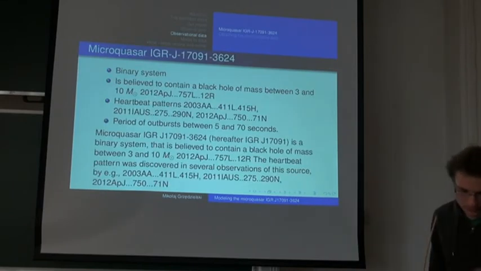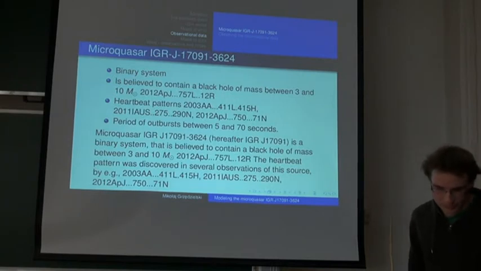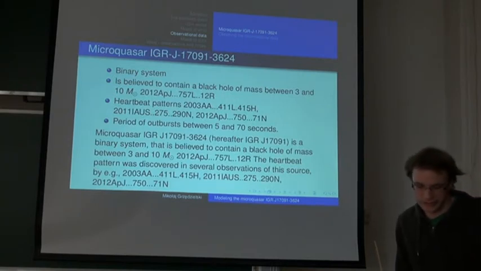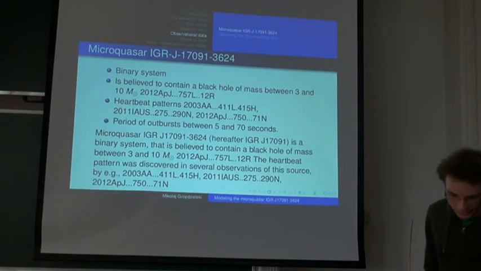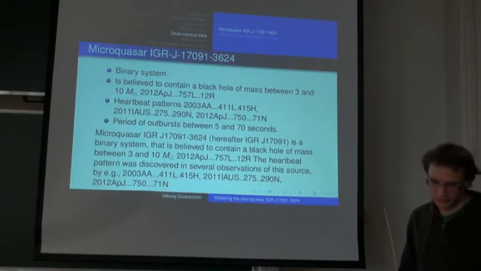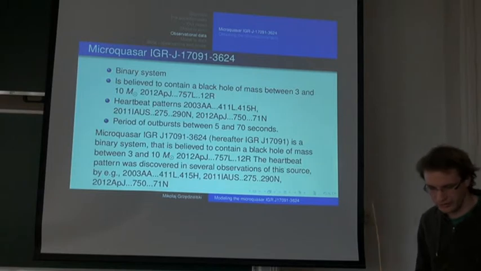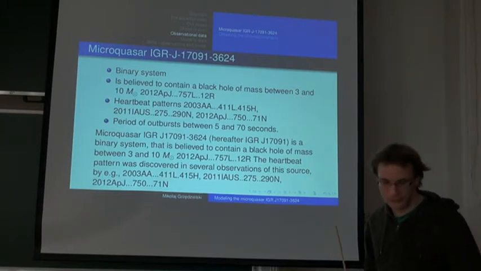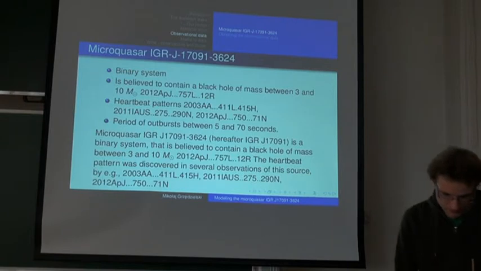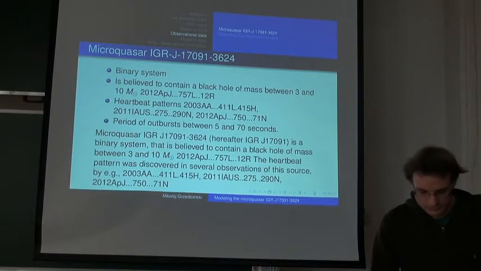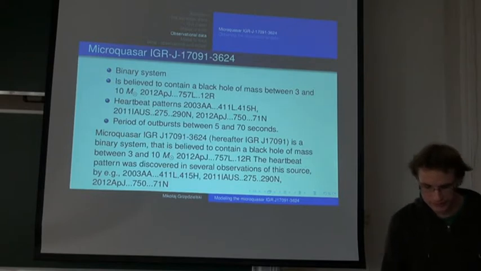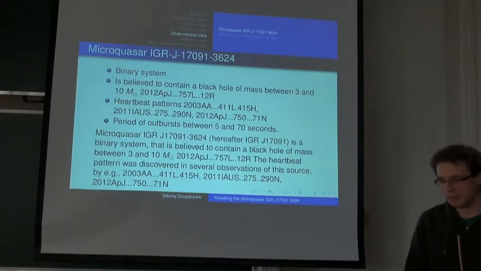So about our microquasar, it's a binary system discovered by the satellite Integral in 2003, and it has a heartbeat pattern. Its outbursts have a period between 5 and 70 seconds, and it is believed to be a black hole with a mass between 3 and 10 solar masses, in a binary system with a star.